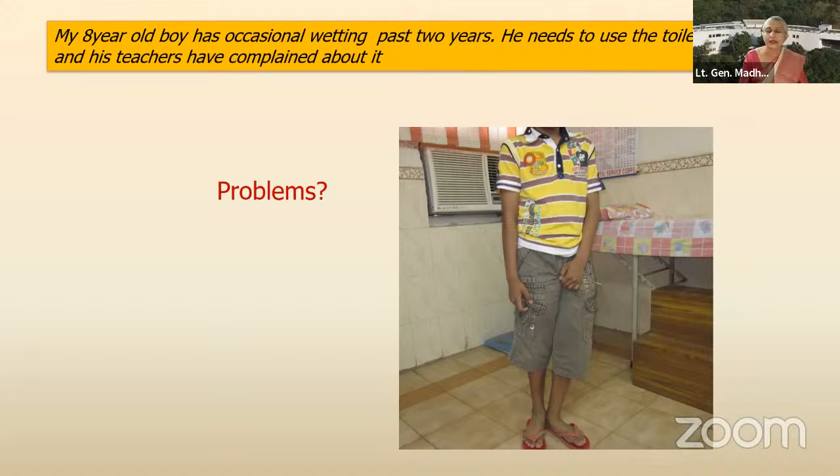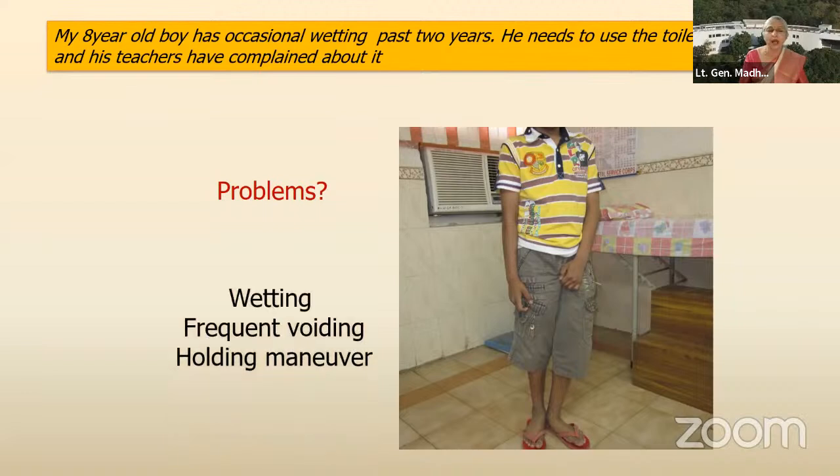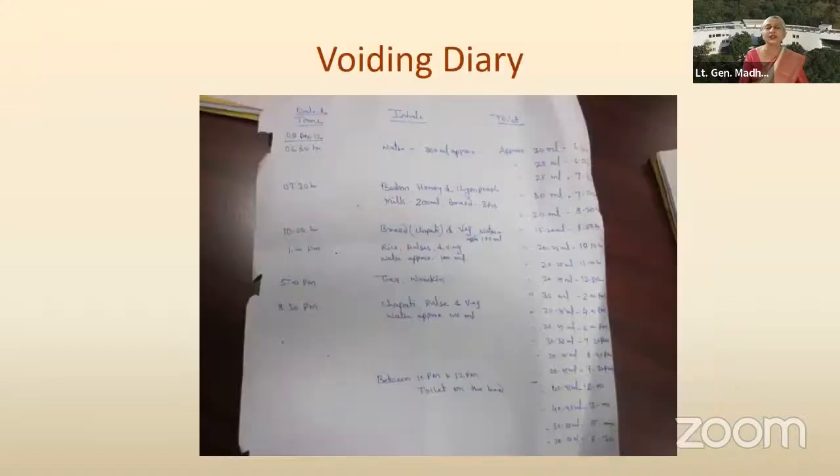I give you 10 seconds to just recapitulate what we've discussed. You can note them down. So he has wetting. He has frequent voiding. And you can see how, when asked in the clinic, what do you do when you can't run? Just see how he's using a holding maneuver. When I asked for the voiding diary, look at this.